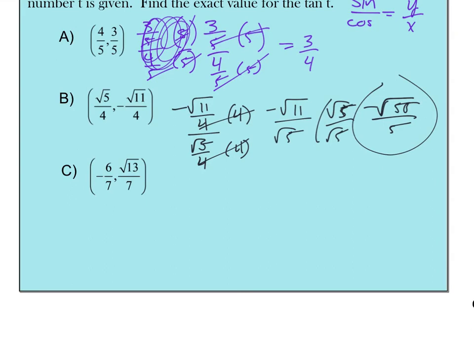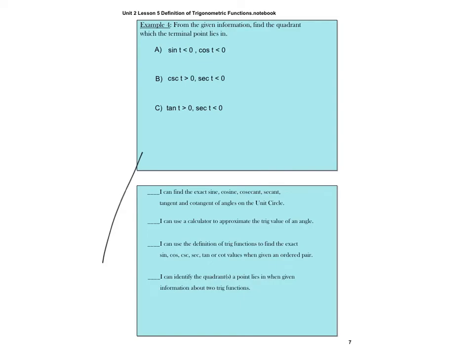C, we'll skip for now. You guys get the idea. But basically go square root of 13 over 7 over negative 6 over 7 and work from there. But in the interest of time, we'll keep going.